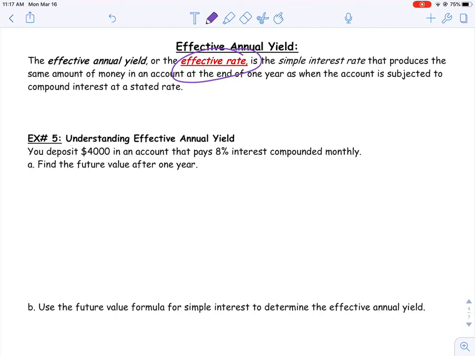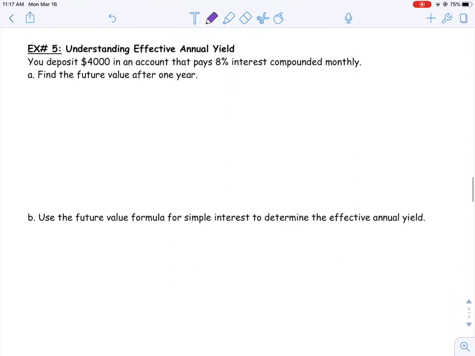So we're going to work this kind of idea backwards, and then I'm going to show you that there is actually a formula that we can use to find the effective rate or the effective annual yield right away. Okay, let me show you. Example number 5 says that you have $4,000 and you deposit that $4,000 in an account. It pays 8% interest compounded monthly. $4,000, 8% compounded monthly. So it's not simple, it's compound. It's not continuous, it's monthly.